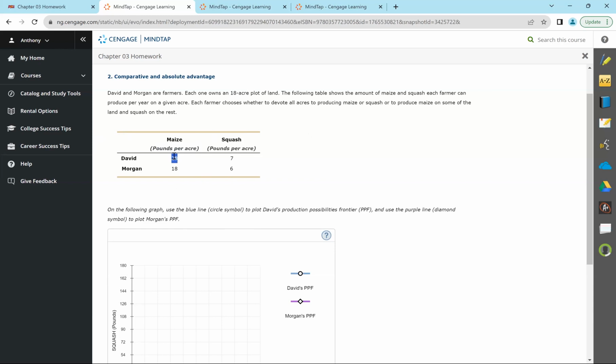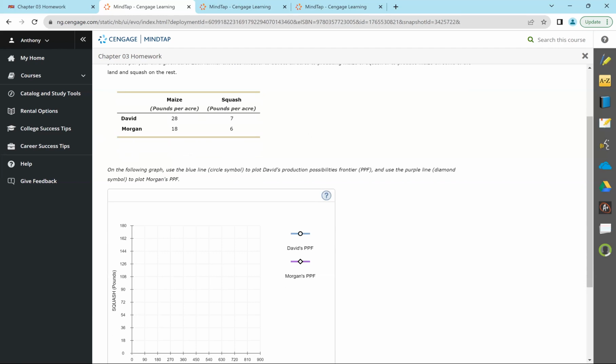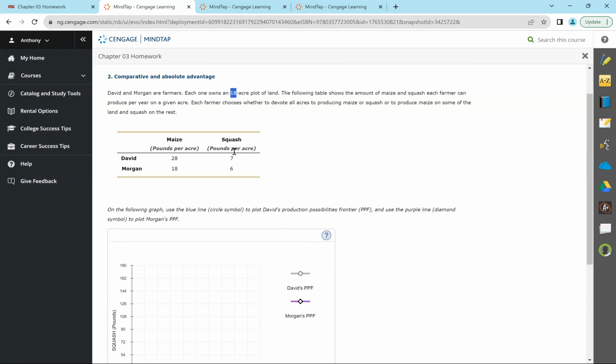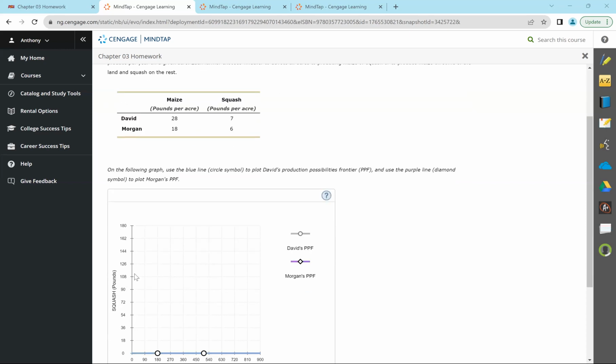So David can either do 28 times 18 maize, which we need to calculate. Grab your calculator. That's 504. So David can either do 504, or he can do 7 times 18 squash, 126. So that's the possibilities for David: either 504 or 126. We do the same thing for Morgan. Morgan is 18 times 18. 324 is the same amount of land.